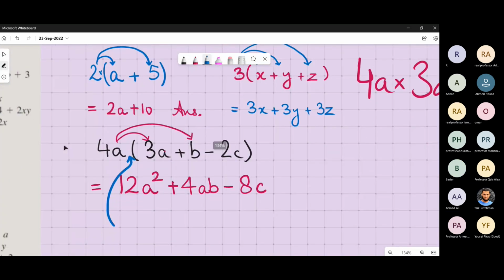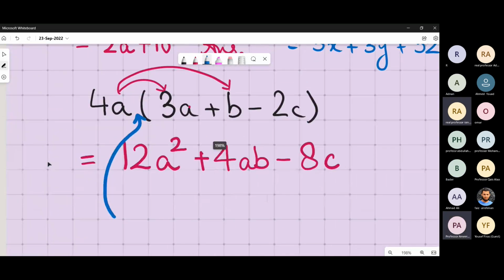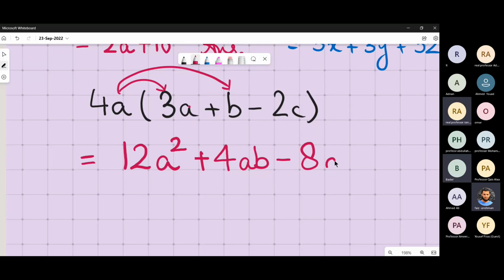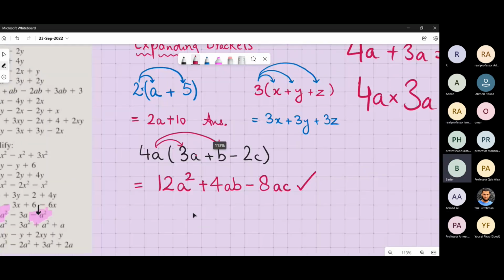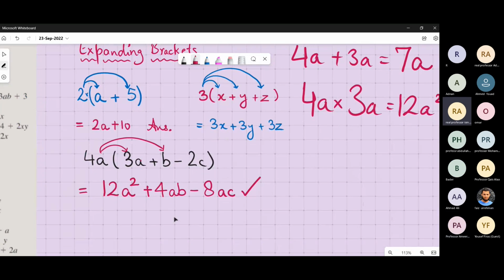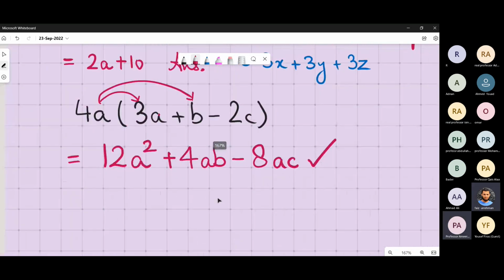Okay, wait. Yes, Mohammad Amir, what are you asking? Why is the answer not 8ac but 8c? Now it's correct? Abdullah Hamza, is it clear now? Yes. Okay, one more solved example, like Muhammad Amir was asking, similar questions.